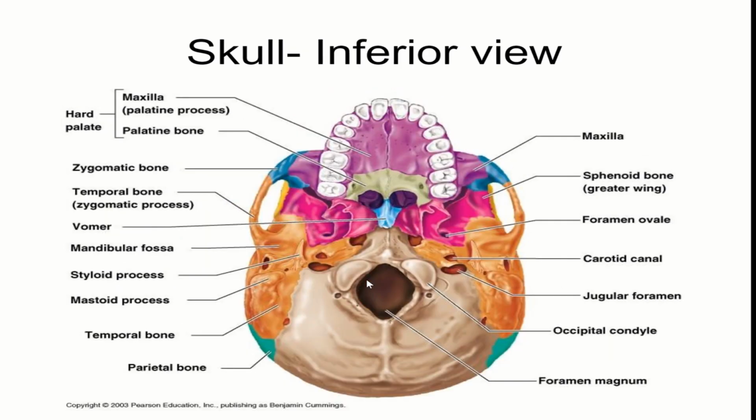So here's the inferior view. I do ask for the maxilla a second time. That's because I want you to see the maxilla and the palatine together. Those are what make the hard palate. So just so you're aware, I wanted you to make sure you understood what are the two components of the hard palate. The underside of the maxilla is one, and then the other is the palatine bone.